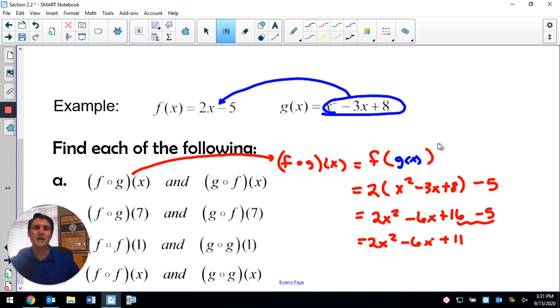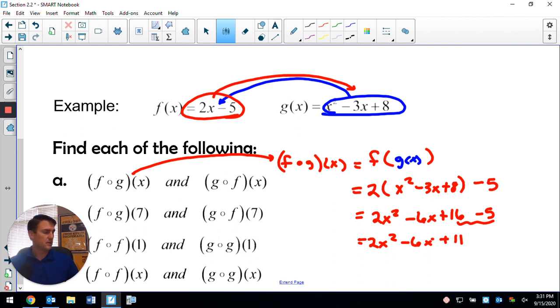All right, let's keep that in mind. Now, what happens if we reverse the order in which we substitute? Instead of taking all of the g function and plugging it into f, what if we were to take all of the f function and plug it into g? That's going to look a lot different.